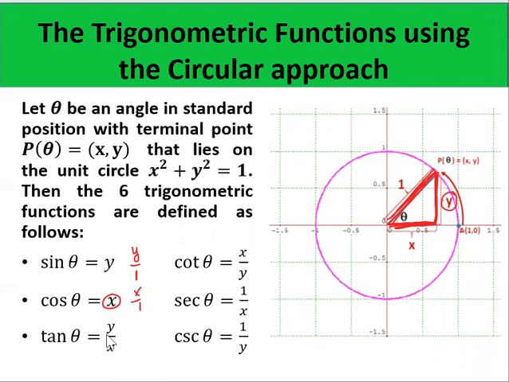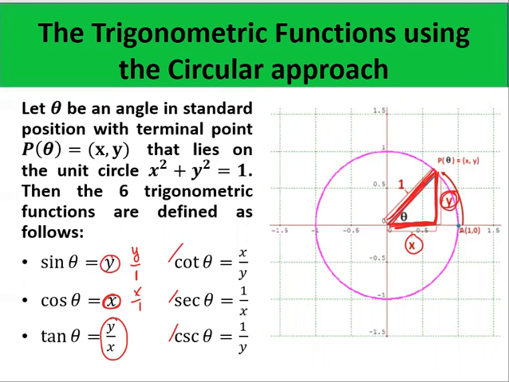And then tangent theta is the length of the opposite side, which is y, over the length of the adjacent side, which is x. And then cotangent theta is just the reciprocal of tangent theta. Secant theta is the reciprocal of x. And cosecant theta is the reciprocal of y.